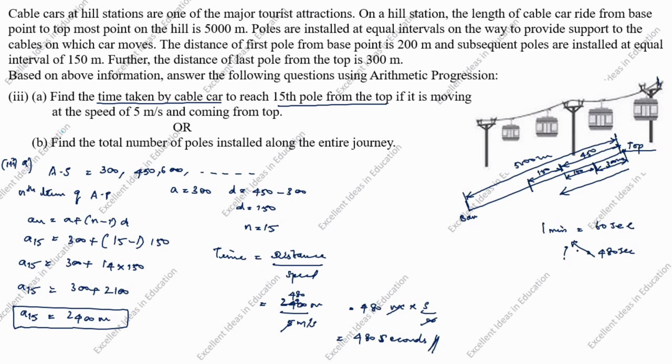So cross multiply this and this. 480 into 1 is equal to 60 into x. This one we will take as x. 480 into 1 is 480, divided by 60 is equal to x. 1 times 1, 6 6s are 36... 8 6s are 48. So 8 minutes. Time is equal to 8 minutes or 480 seconds.